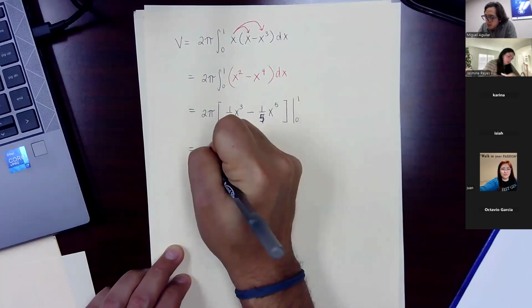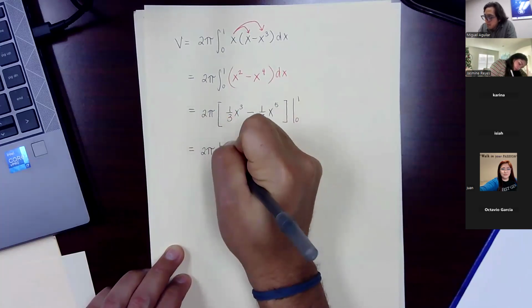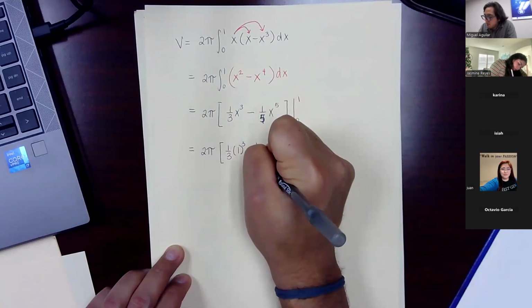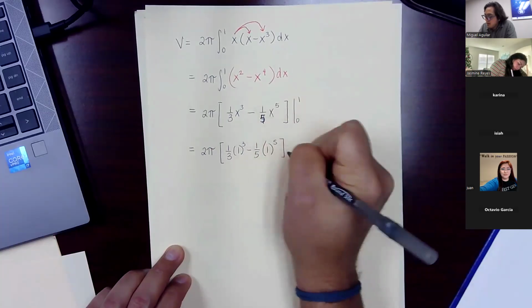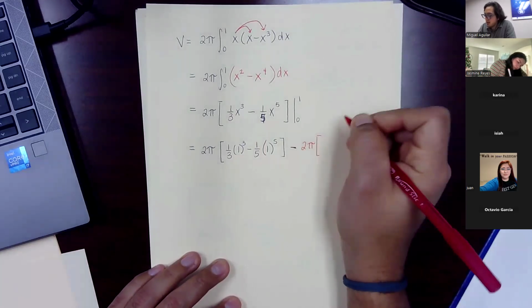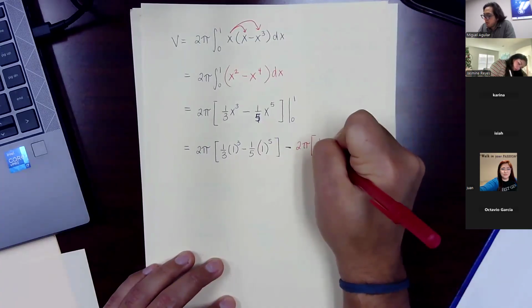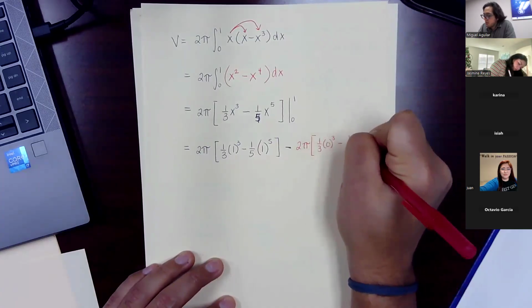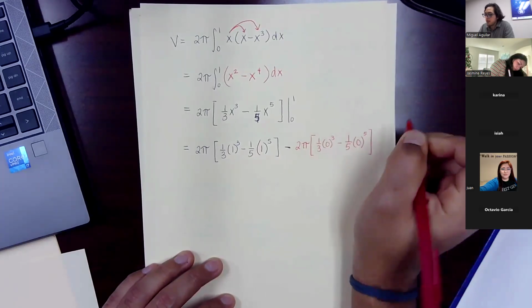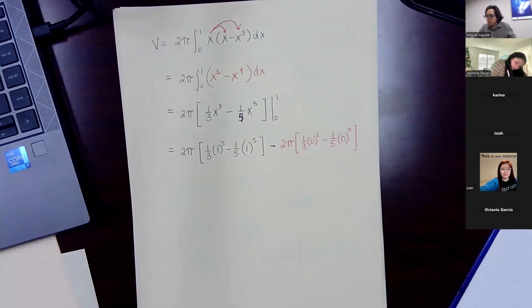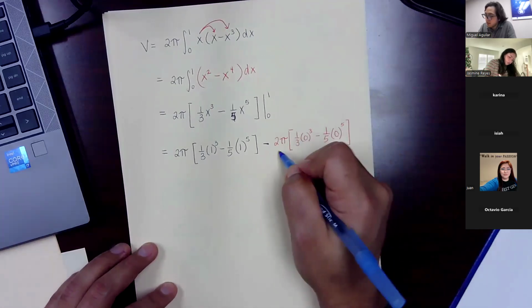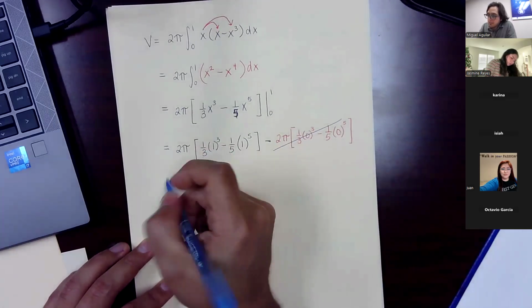So we can say this is 2 pi, and then 1/3 times 1 to the third minus 1/5 times 1 to the fifth, subtract 2 pi, 1/3 times 0 to the third minus 1/5 times 0 to the fifth. And the nice thing here is that this thing that we're subtracting happens to be 0, so we can go ahead and cancel this entire thing out and just focus on this guy.